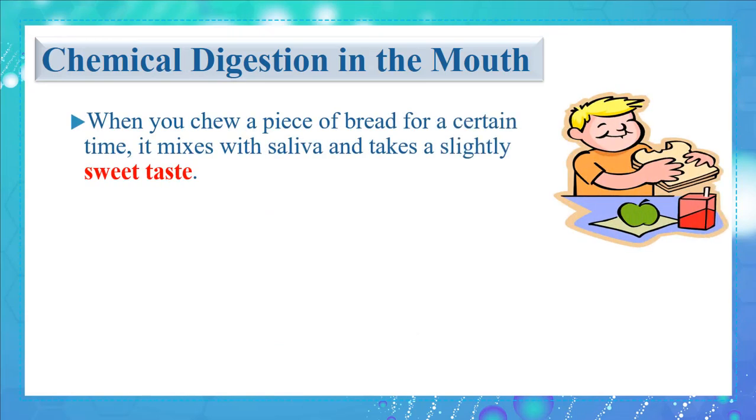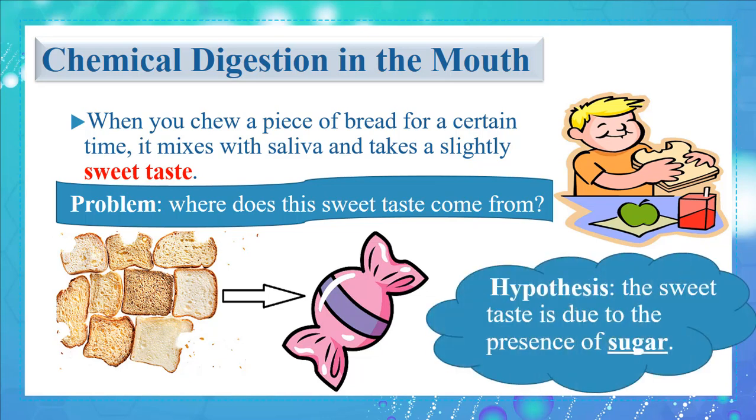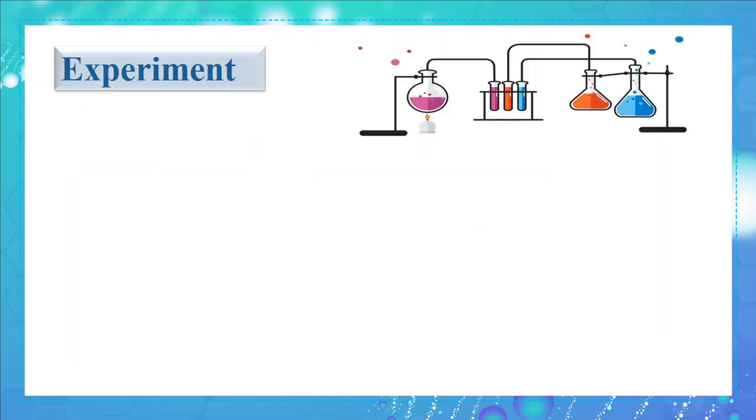When you chew a piece of bread for a certain time, it mixes with saliva and takes a slightly sweet taste. Where does this sweet taste come from? Think, students, where sweet taste usually come from? Things usually taste sweet because they contain sugar, right? So, our hypothesis would be the sweet taste is due to the presence of sugar. In order to verify our hypothesis, we must conduct an experiment.